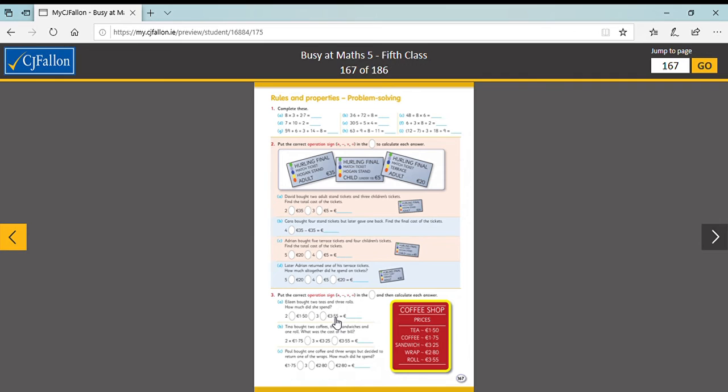Down here, put the correct operation sign, and there are only 4 of them. Add, subtract, multiply, divide into the egg, and then calculate each answer.